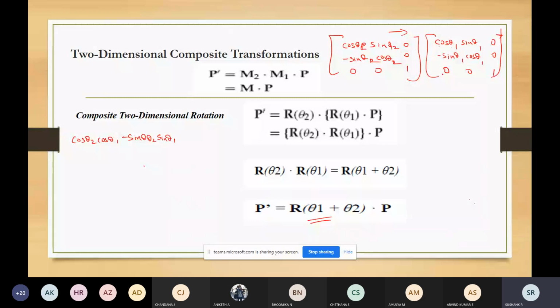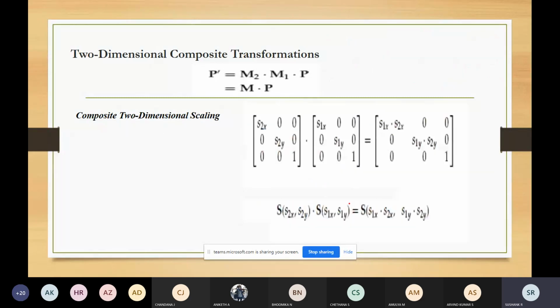0 into 0 will become 0. In the same way, cos theta 2 sin theta 1 plus sin theta 2 cos theta 1 plus 0. This is just matrix multiplication. If you multiply this, you'll get that the rotational term will be the addition of the angles. You can just try this out. I'm giving you the matrix terms; you just find the multiplication of these matrices. If you're not getting that, I will solve it in another class. So the matrix multiplication is also additive.